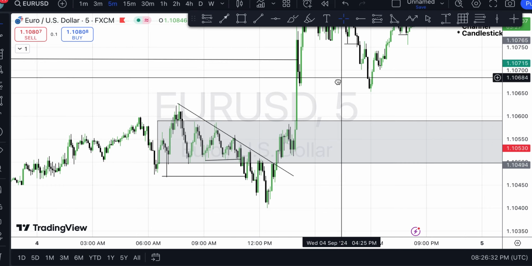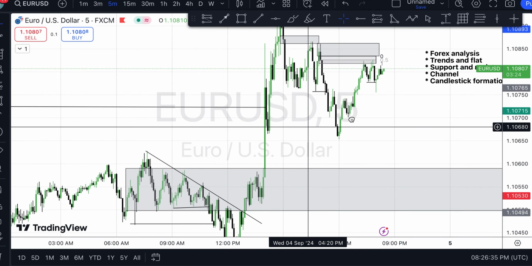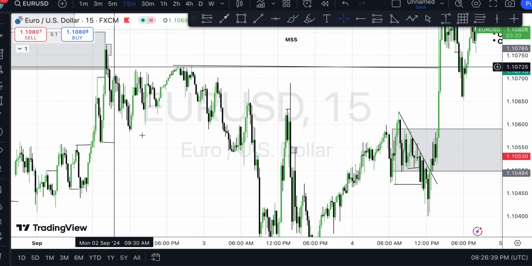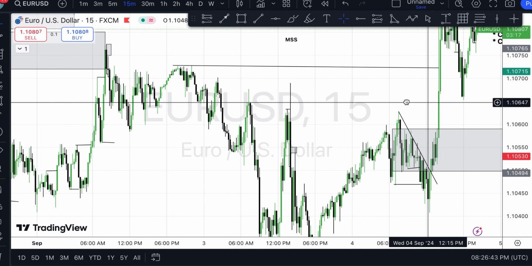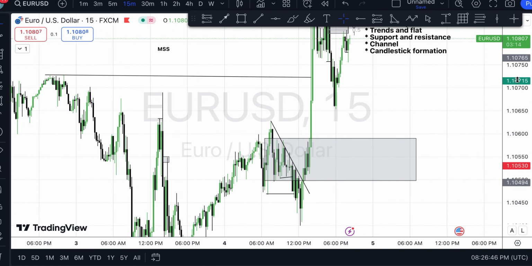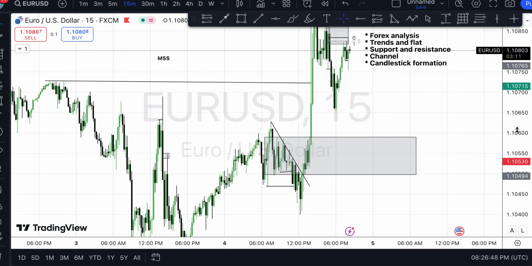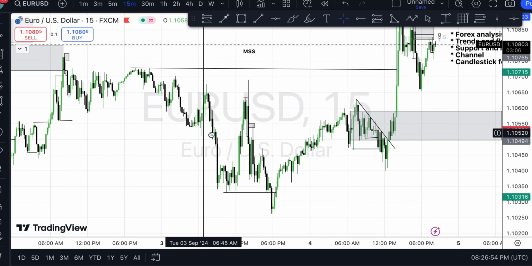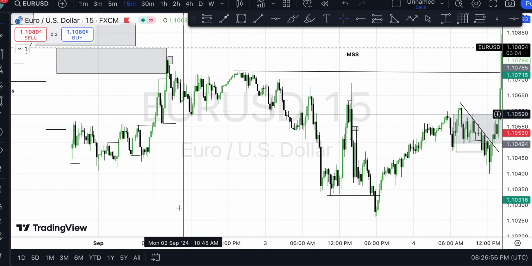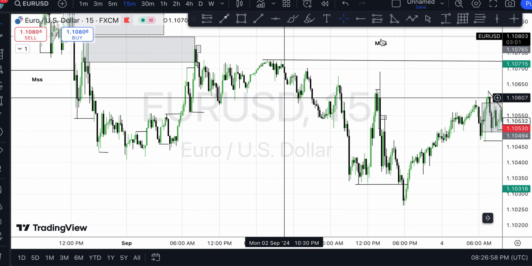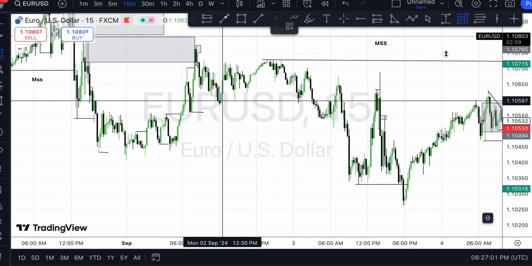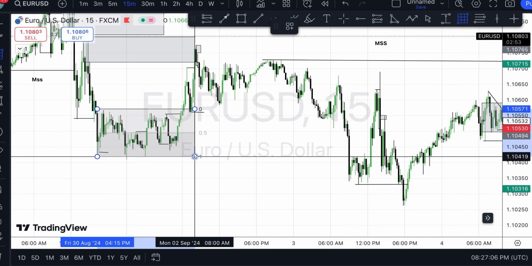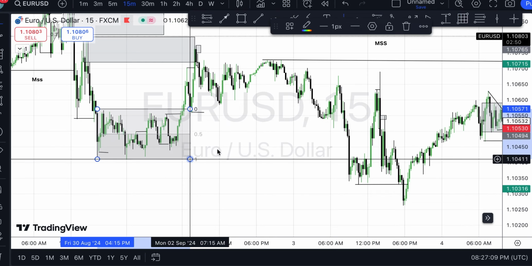So let me see if I can show you guys an example of a ranging market. When you see a ranging market, it always occurs when the buying pressure and the selling pressure are the same. So there is no power at the moment for price to break to the downside or break to the upside, so it just keeps ranging.